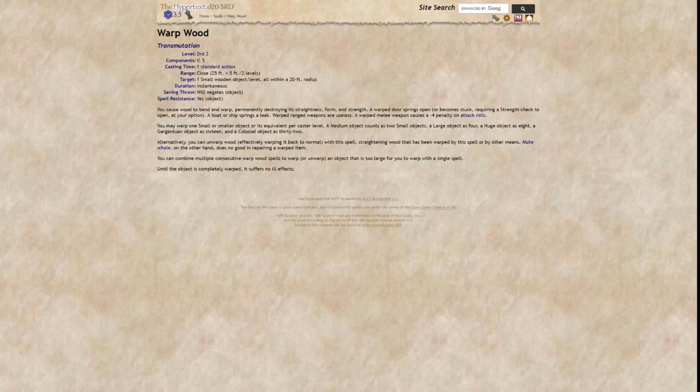Note that boards or planks can also be affected, causing a door to be sprung or a boat or ship to spring a leak. Warped missile weapons are useless. Warped melee weapons suffer a -4 penalty to attack rolls, which we saw in 3rd. Enchanted wood is affected only if the spellcaster is of a higher level than the caster of the prior enchantment.